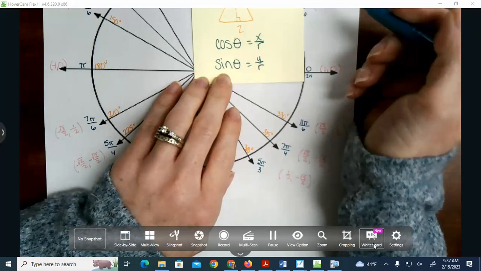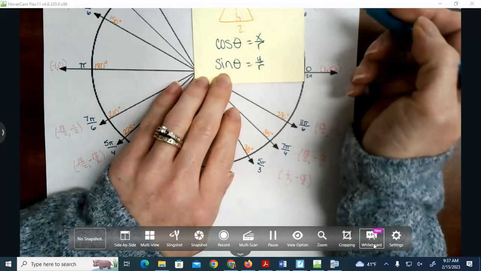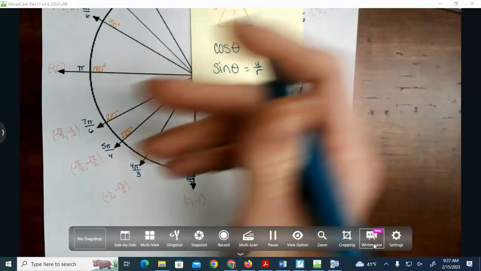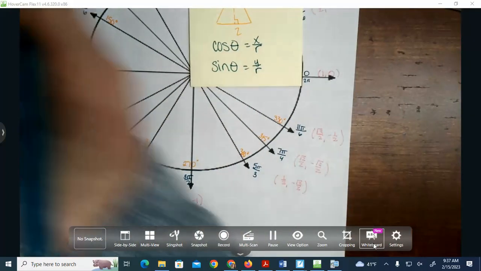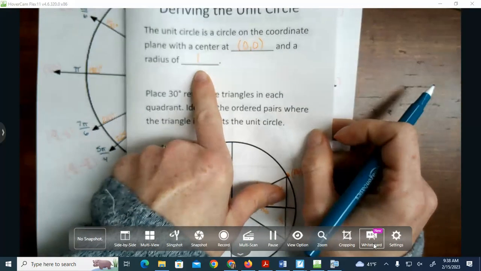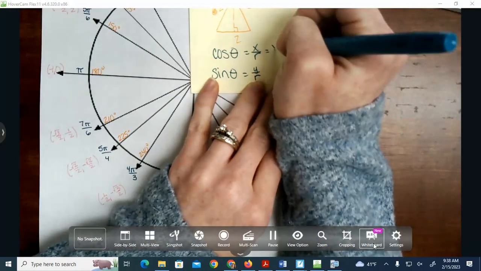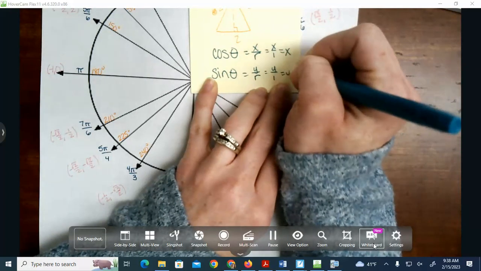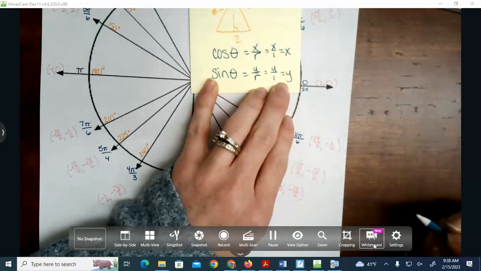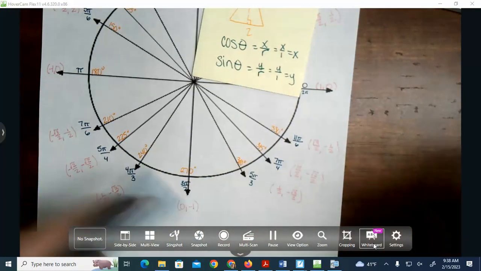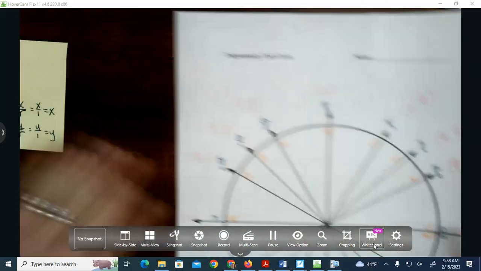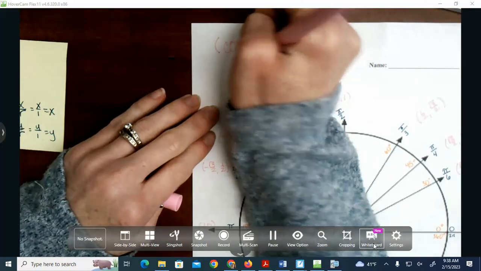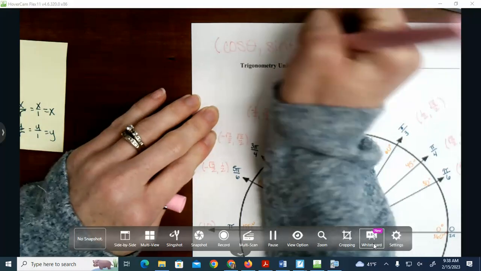In the unit circle, what is the radius? It's just a 1. Like we said here, in a unit circle, it's centered at 0, 0, and the radius is 1. So if I put in a 1 for my r, that means cosine is my x and sine is my y. So on all these ordered pairs, the x value is cosine and the y value is sine.